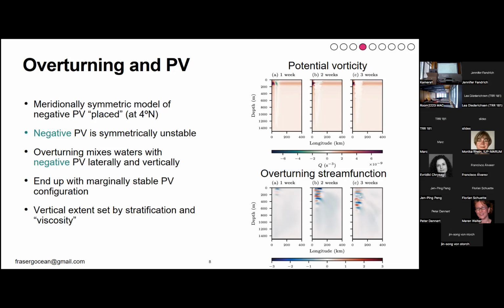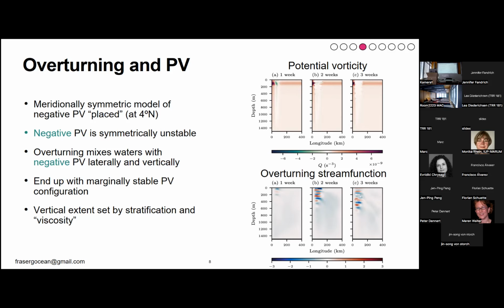Is it hydrostatic? This is hydrostatic. So it's barely, I think it's 2 kilometer resolution. So it's not resolving secondary instabilities, but it still captures the fact that symmetric instability is setting PV to 0.